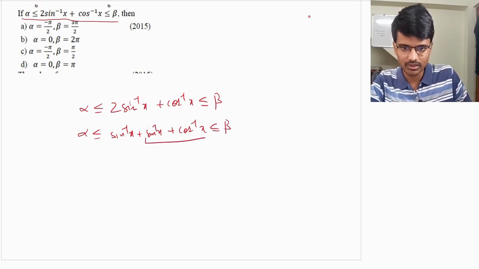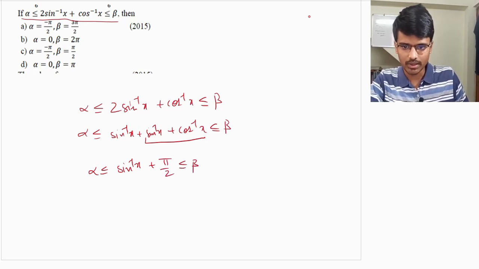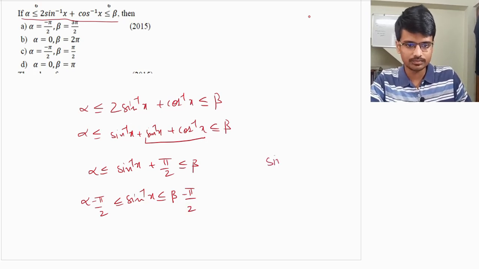What does this tell me? Sine inverse of x plus cos inverse of x, the standard result, is equal to pi by 2. So we have sine inverse of x plus pi by 2. Next, I would be subtracting pi by 2 from the entire thing. What do I get? Alpha minus pi by 2 is less than or equal to sine inverse of x, which is less than or equal to beta minus pi by 2. Tell me, what is the range of sine inverse of x? It is between minus pi by 2 and plus pi by 2, right?